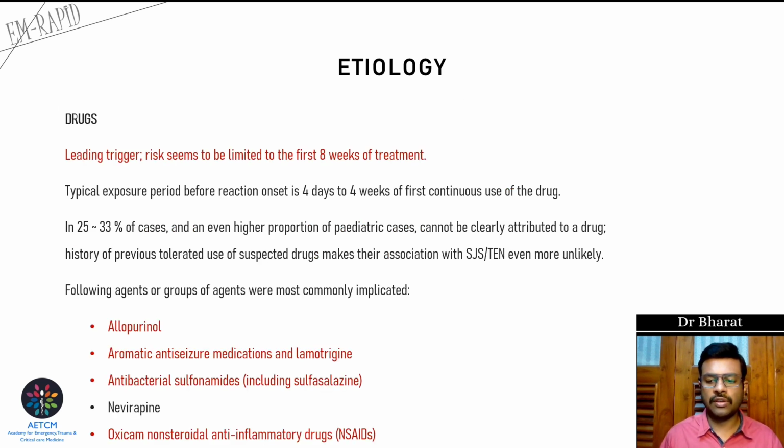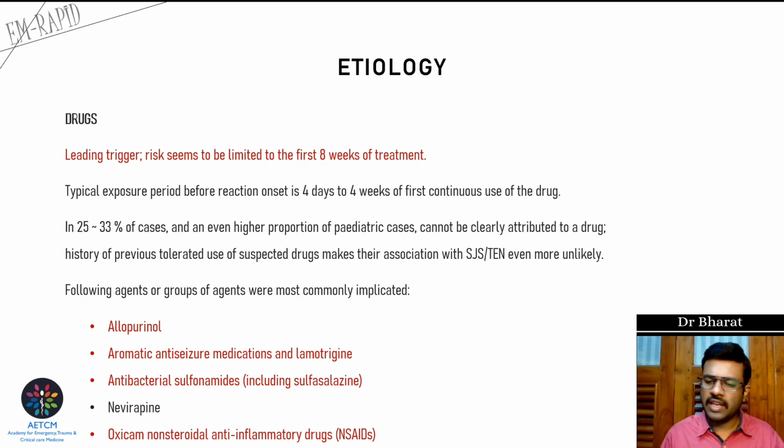Now, coming to the etiology of SJS/TEN, the most common leading trigger is drugs, and the risk is usually within the first 8 weeks of initiation of the treatment. Typical exposure period before onset of reaction can vary from 4 days up to 4 weeks of first continuous use of the drug. In 25 to 33% of cases, and even in a higher proportion of pediatric cases, a drug that causes SJS/TEN cannot be singly identified, and a history of previously tolerated use of suspected drugs can make their association with SJS/TEN very unlikely.